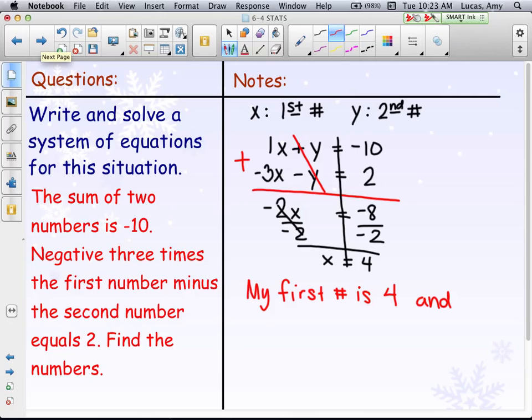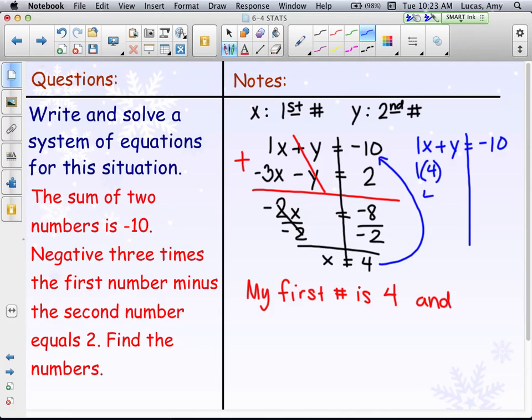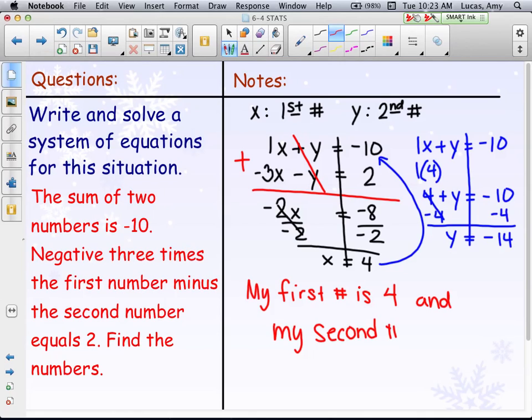And to find my second number, I need to go back to one of my original equations. I'm going to choose the top one. 1x plus y equals negative 10. And substitute 4 for my first number. 1 times 4 is just 4. So 4 plus y equals negative 10. Subtract that 4. And y equals negative 14. So my second number is negative 14.